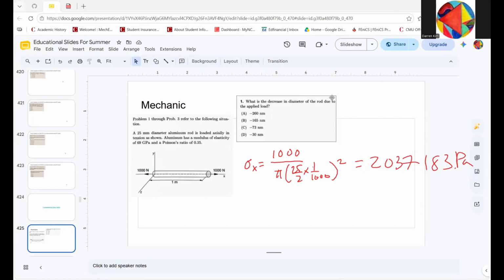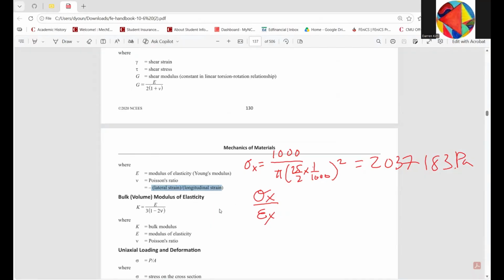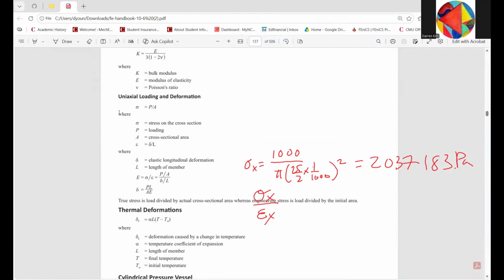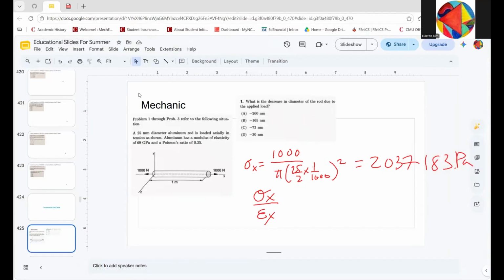Then we do sigma x over epsilon x equal E. But remember, if you forget that, there is always a way to just write it down by looking at this stuff. Oh yeah, here, PL over AE. There's a shortcut, but it doesn't work over here, so don't try to use this equation yet. That would mess you up very much. So I would recommend you start over here, which gives you epsilon x equal sigma x divided by E. So you grab the equation from before, and you do 2037 divided by 69 times 10 to the 9, which gives you about 0.0000295.